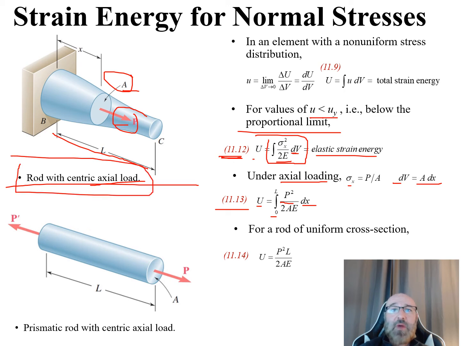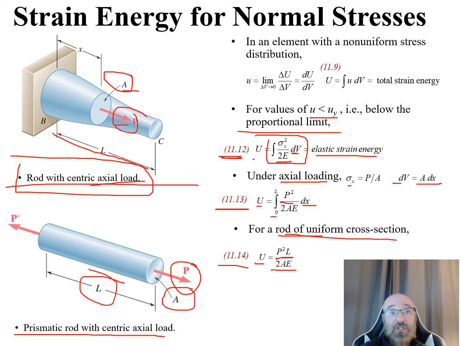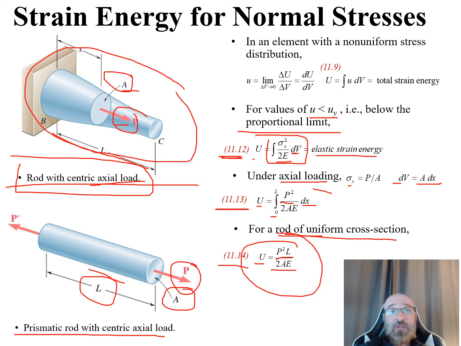But we also have the case where we might have a uniform rod, a rod of uniform cross-section, which is the case down here on the bottom left, a prismatic rod with a centrally acting load. We can see that this is uniform there. So now our equation 11.13 can be simplified down to 11.14, where we have our strain energy is equal to that load P squared times that length L, all divided by 2 times our cross-sectional area times our modulus of elasticity. So we can see the difference right here. This one is just for this uniform rod, where if we're dealing with this shape up here, then our area is going to change. We're going to have this integral right here when we're dealing with a shape similar to what we have in our top left for this diagram.